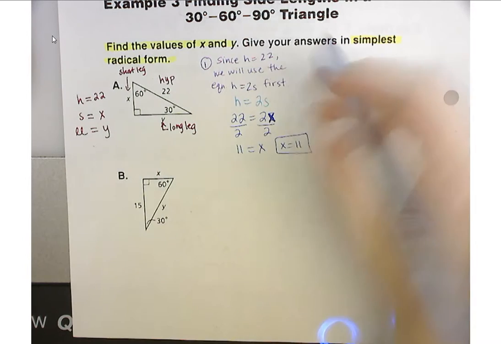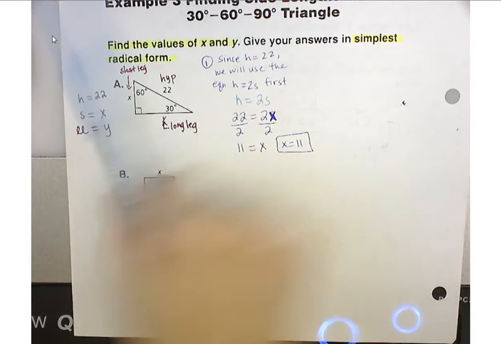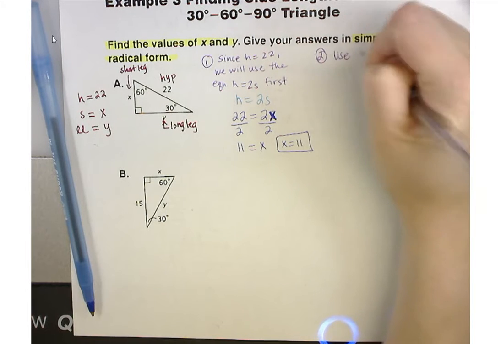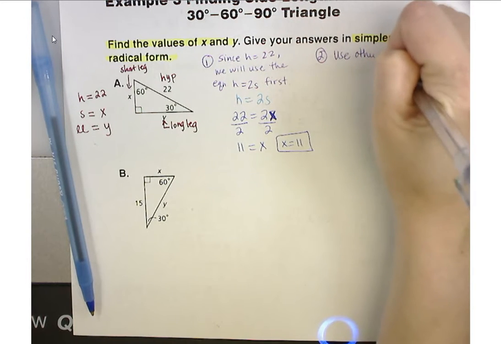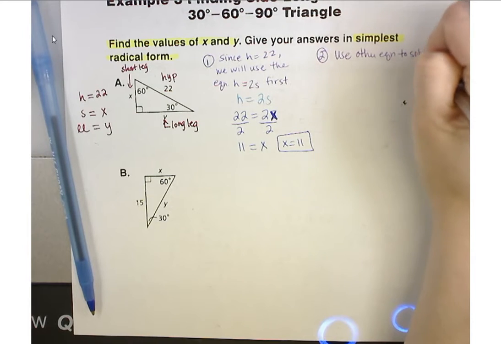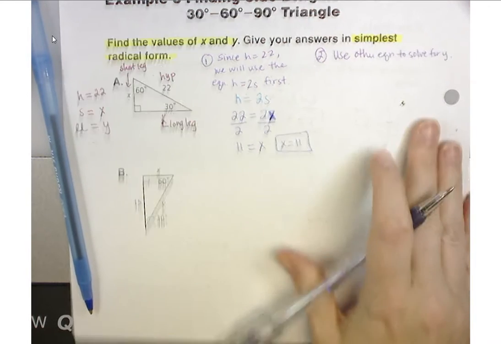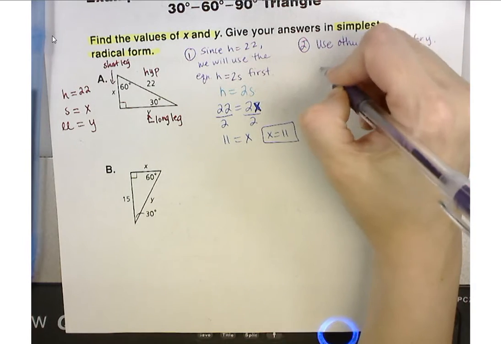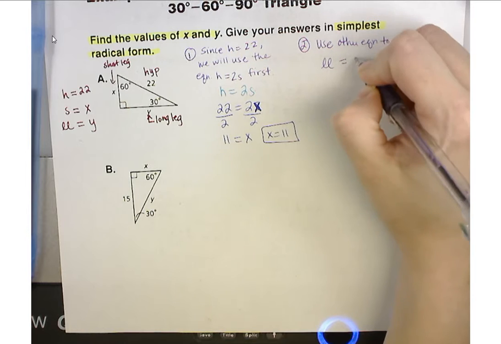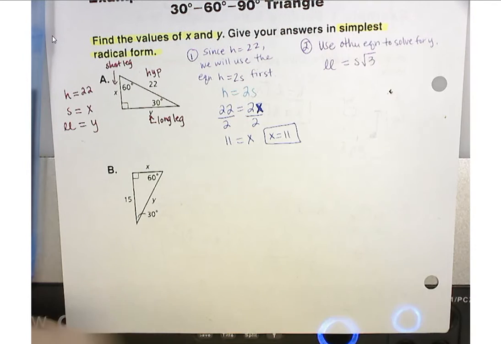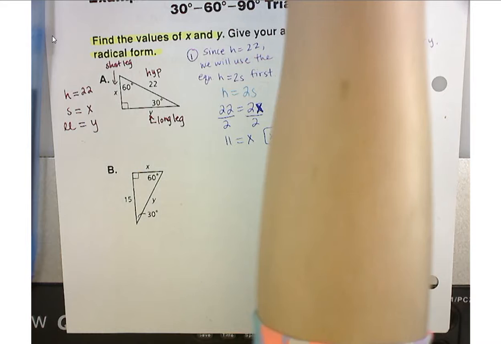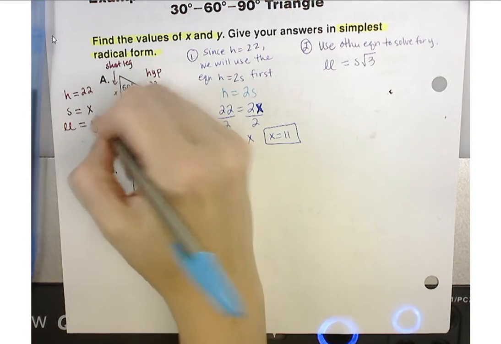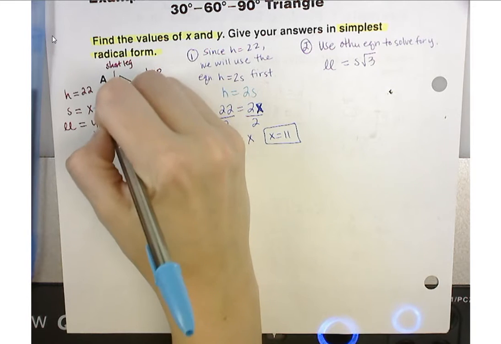All right, now the second thing we have to do is use the other equation. Okay, so now we're going to use the other equation to solve for y. All right, so we found x, now we're going to solve for y. So I'm going to use the long leg equals the short leg times root 3. Well, keep in mind, I just found x. Okay, so my s value is equal to x, and that would be equal to 11.